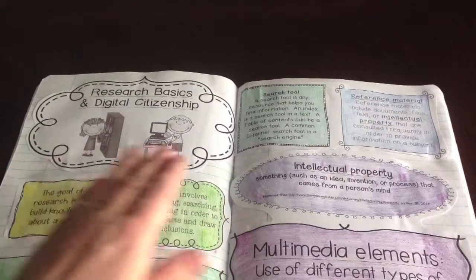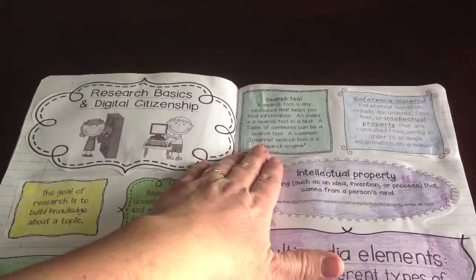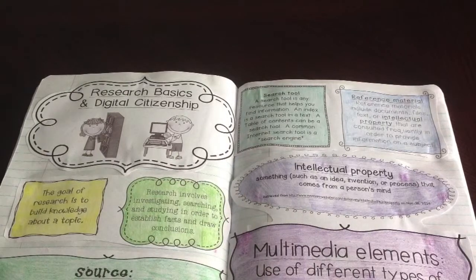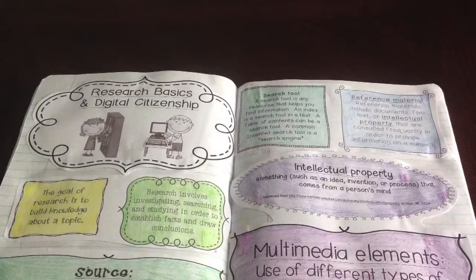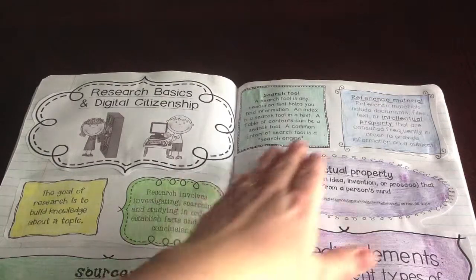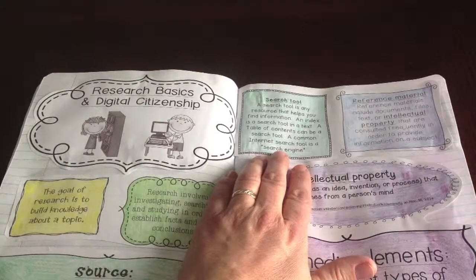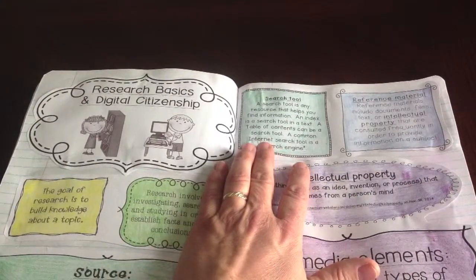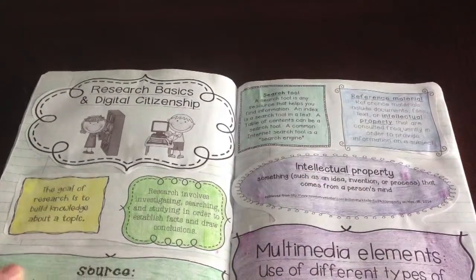An important tool that we need is a search tool. A search tool is any resource that's going to help us find information. When we're talking about print sources, an index is a great search tool. A table of contents can also be used as a search tool. If we're going digital, we'll often use a search engine on the internet to help us.